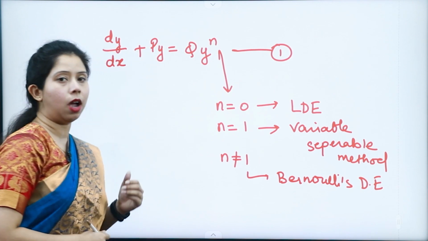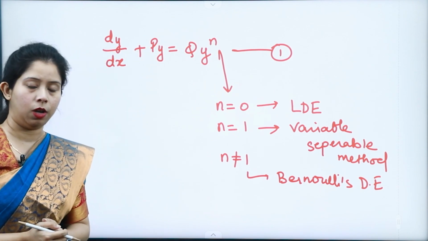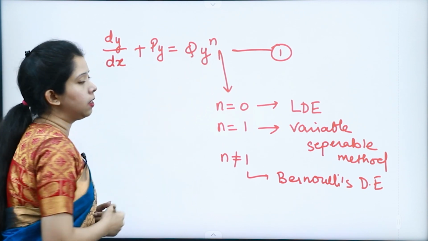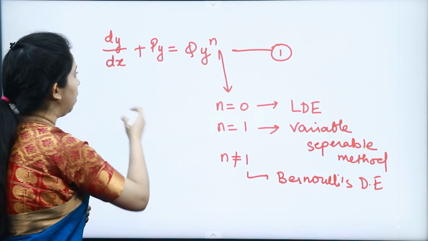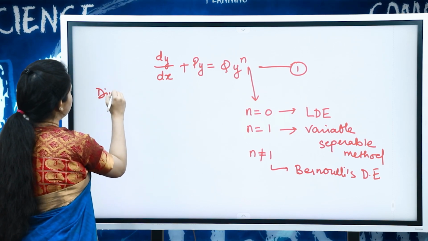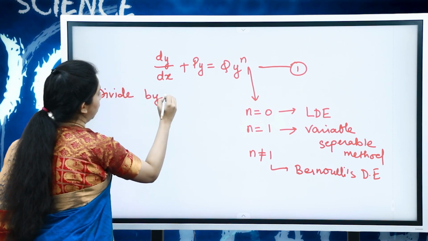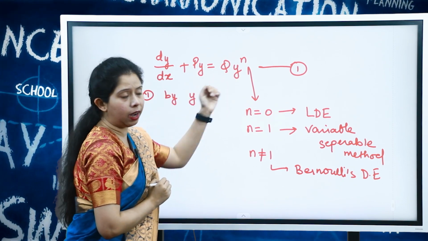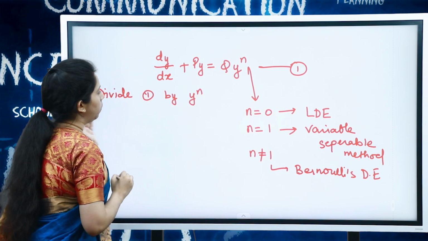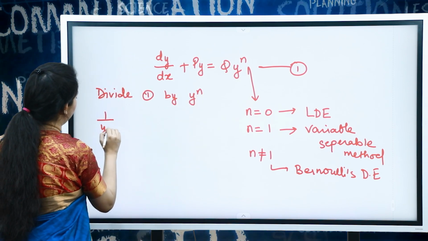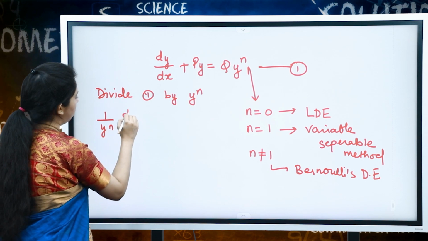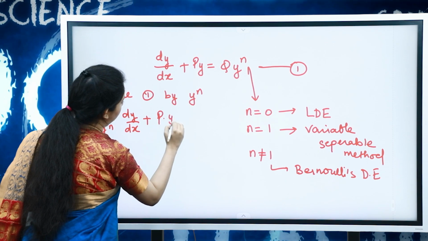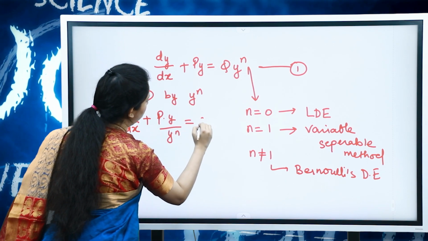Now the question is how to solve such type of equations. Step number 1 is we eliminate the term y from the right hand side. This can be done by dividing equation number 1 by the term that is appearing in the right hand side, that is y^n. We will divide the whole equation by y^n, and we will get (1/y^n) dy/dx + p y/y^n = q.